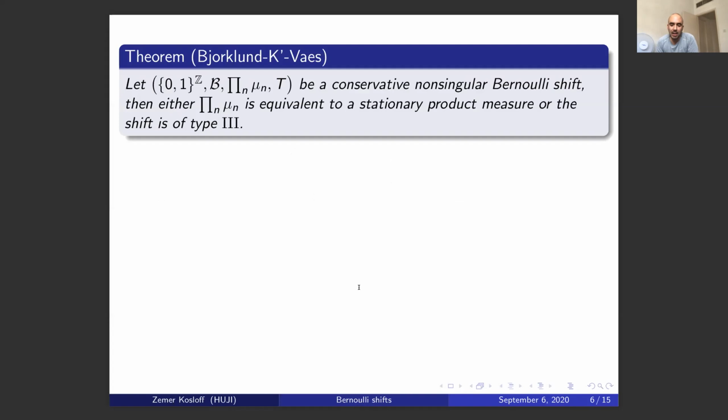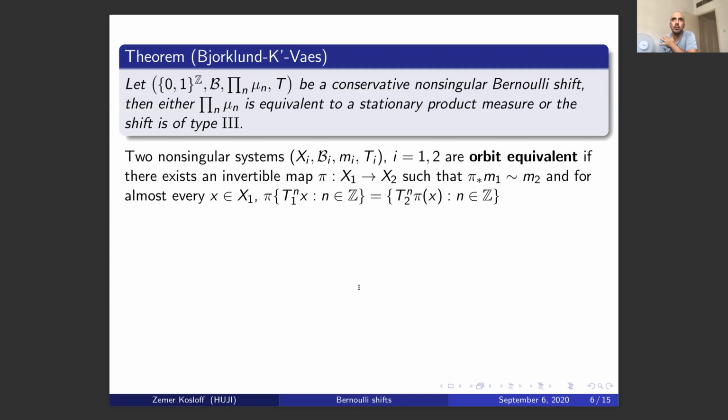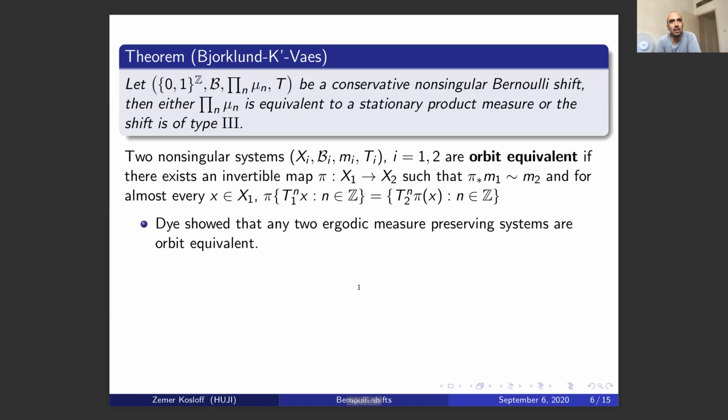But one can ask more refined questions than Krengel's question, and that relates to the notion of orbit equivalence. Two dynamical systems are orbit equivalent if you have an invertible map from one space to the other, such that the push forward of the first measure is non-singular with respect to the second, and it maps orbits to orbits. So that's an equivalence relation on dynamical systems. And in Dye's celebrated work from the 60s, he showed that if you have two ergodic finite measure preserving systems, they're always orbit equivalent. So in that sense, this relation is not that interesting.